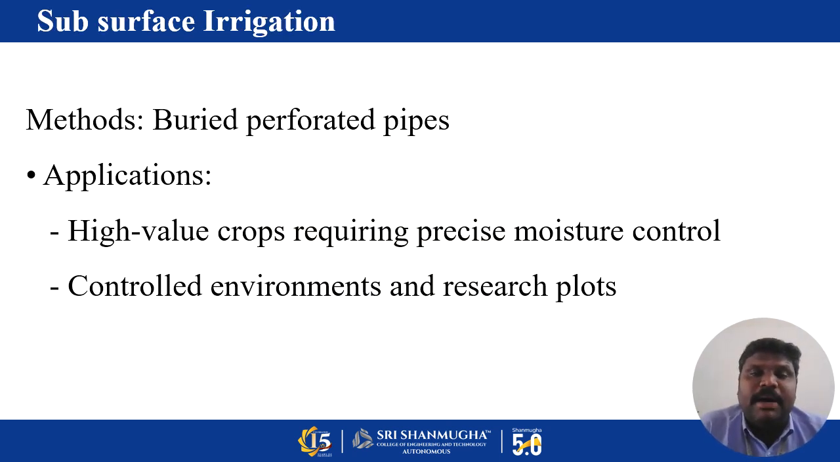Subsurface irrigation uses a buried perforated pipe. The applications of subsurface irrigation are high value crops that require precise moisture control, controlled environments. When we go with subsurface irrigation, the line is installed below the ground surface down to the root depth, so that the water can be given directly to the root of the crop or plant, through which the weeds can be controlled. The only drawback in subsurface irrigation is that if the pressure does not meet the requirement, sometimes soil may get into the perforated pipes.